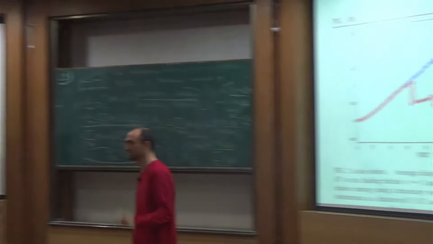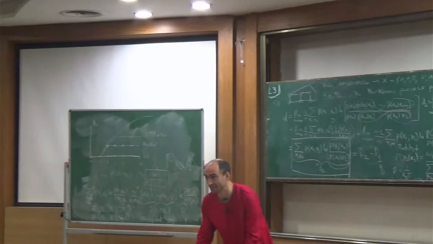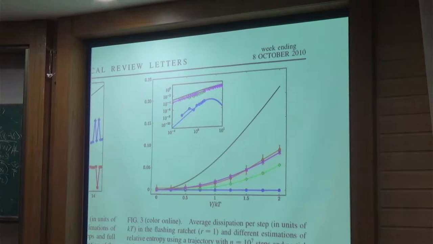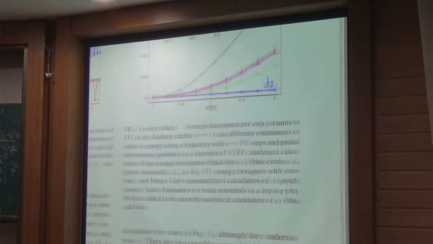This is when you have full information. And when you have partial information, things become much more challenging. Because here is the same curve, but now I have partial information. So now I only see x, I'm coarse graining. Here, the blue curve is D2, this one. And the green, I think, is D infinity. No, the green is D9. Yeah, green diamonds is D9.